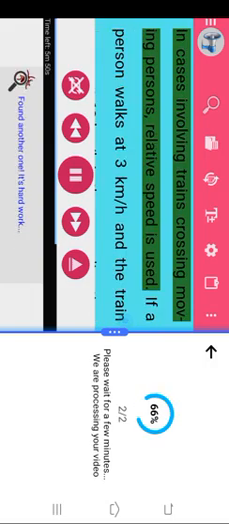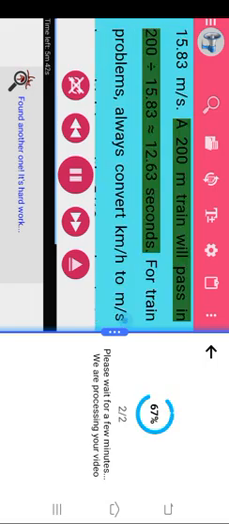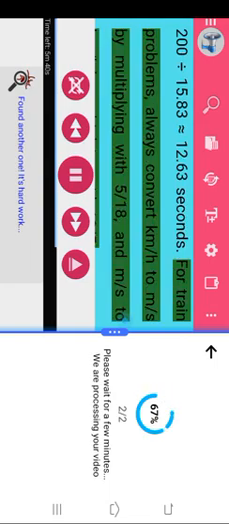In cases involving trains crossing moving persons, relative speed is used. If a person walks at 3 kilometers per hour and the train moves at 60 kilometers per hour in the same direction, relative speed equals 60 minus 3 equals 57 kilometers per hour equals 15.83 meters per second. A 200 meters train will pass in 200 divided by 15.83, approximately equals 12.63 seconds. For train problems, always convert kilometers per hour to meters per second by multiplying with 5/18, and meters per second to kilometers per hour by multiplying with 18/5.